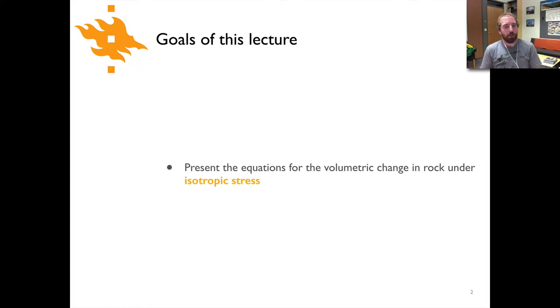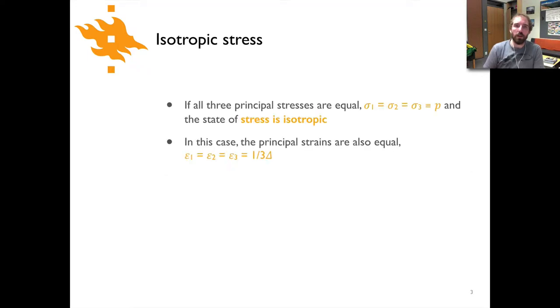And there is only one goal in this lecture, and that is to look at the equations of the volumetric change in rock under isotropic stress. So what do we mean here? Well, as you may have already figured out, isotropic stress refers to the case where all three principal stresses are equal, and in this case, non-zero.